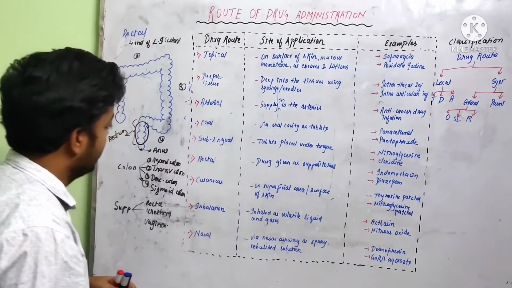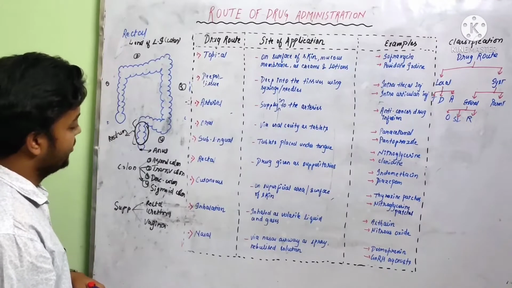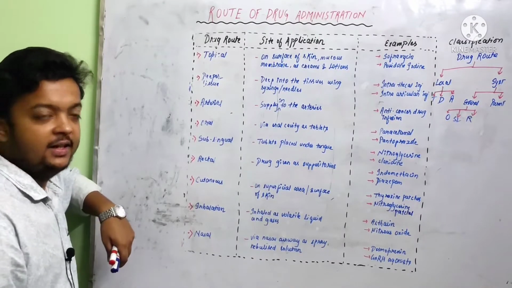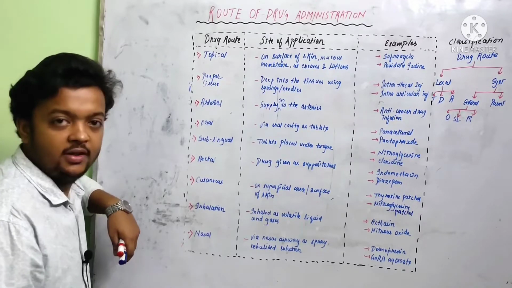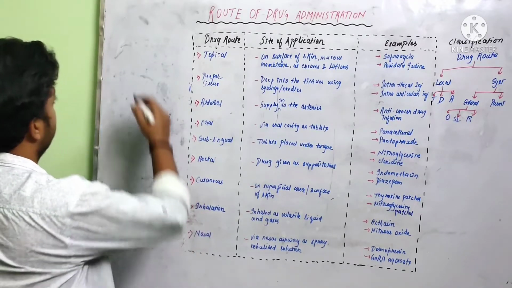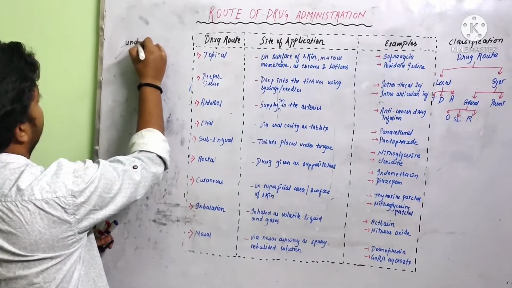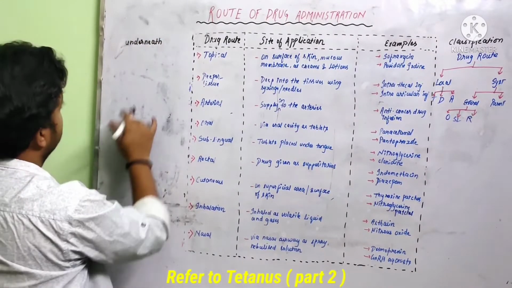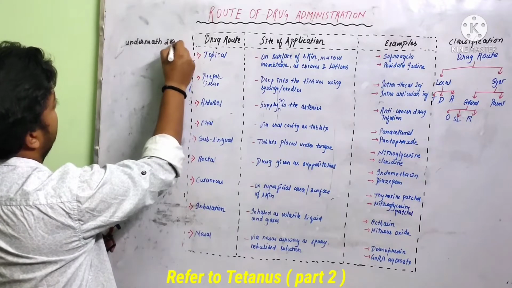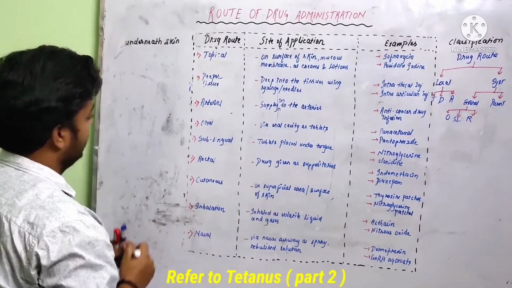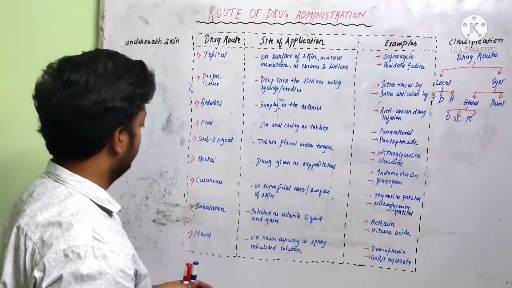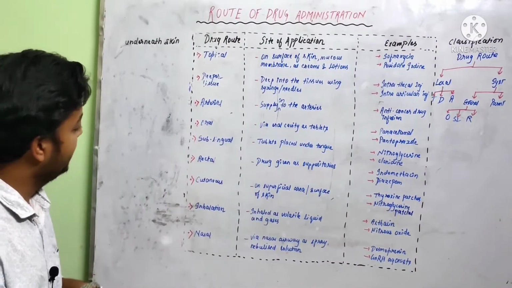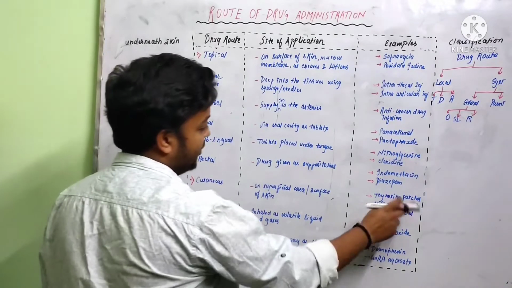So now let's move on to the next, that is the cutaneous route of drug administration. Cutaneous means skin, and subcutaneous means underneath the skin. Check out my video on tetanus, in which I talked about the dermis, that is the skin layer. Now, on the superficial surface of the skin is the application site, and the examples are thyroxine patches and then nitroglycerin patches.